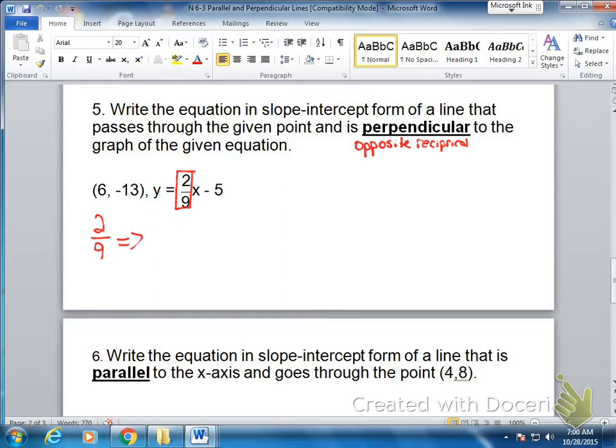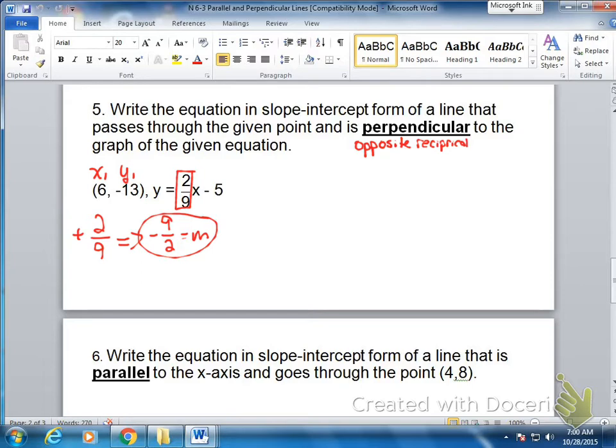So I'm going to kind of write it down here. And I know that the opposite of positive is negative. The reciprocal of 2 over 9 is 9 over 2. So now I have my slope. I have my x1, y1. I can use my point slope formula to get my equation.